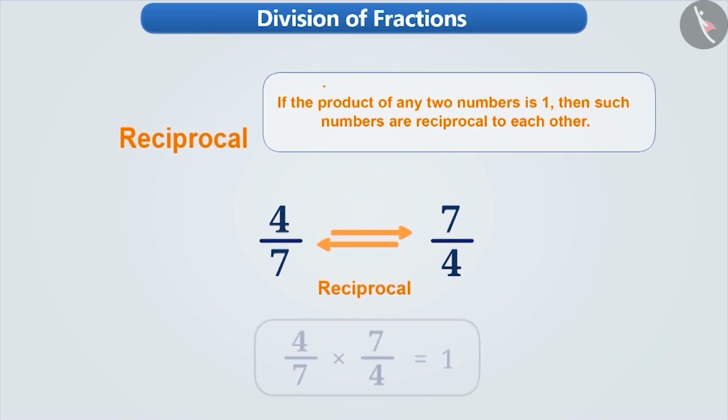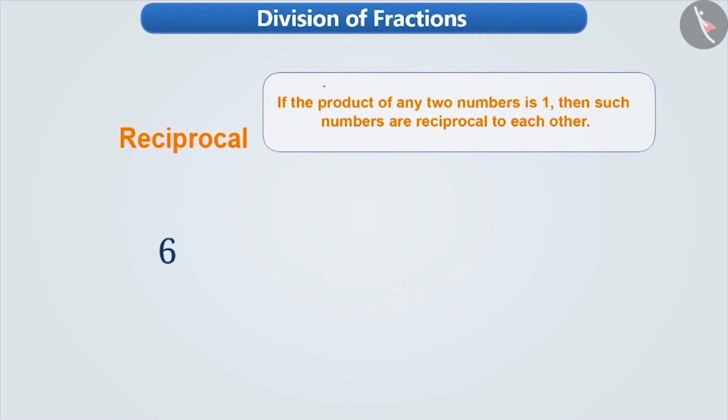Their product is 1, so they too are reciprocals of each other. By understanding reciprocals, we can divide fractions easily. In this way, when dividing a whole number by a fraction, we write the same number as the whole number and multiply it by the reciprocal of the other number. So let's look at some more situations related to the division of fractions.